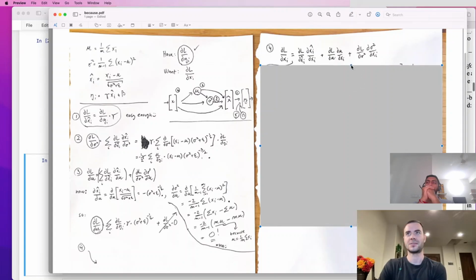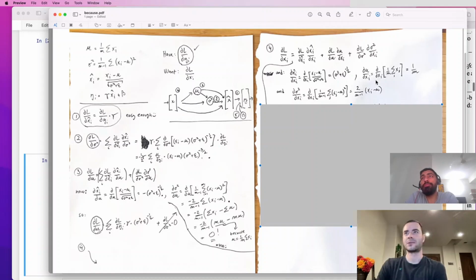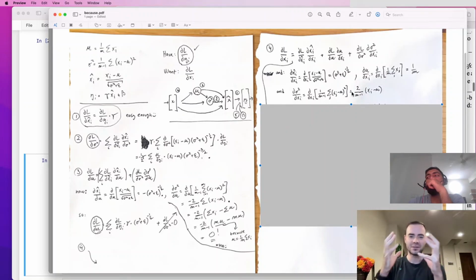So give it a shot, but here's the result. Or at least what I got. I'm just differentiating with respect to xi for all of these expressions. And honestly, I don't think there's anything too tricky here. It's basic calculus. Now what gets a little bit more tricky is we are now going to plug everything together.